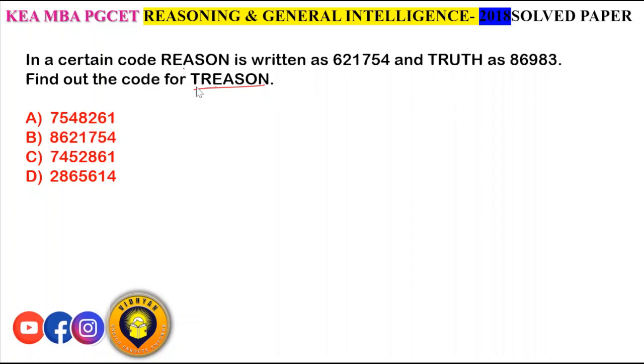So here the first letter is T. In truth also the first letter is T. What is the code of T here? Code of T is 8. You can verify because there are 2 T's in truth, so the code of this T is also 8. So the first code of treason will be 8. Then R. R is in reason, the first letter R. So the code of R is 6.